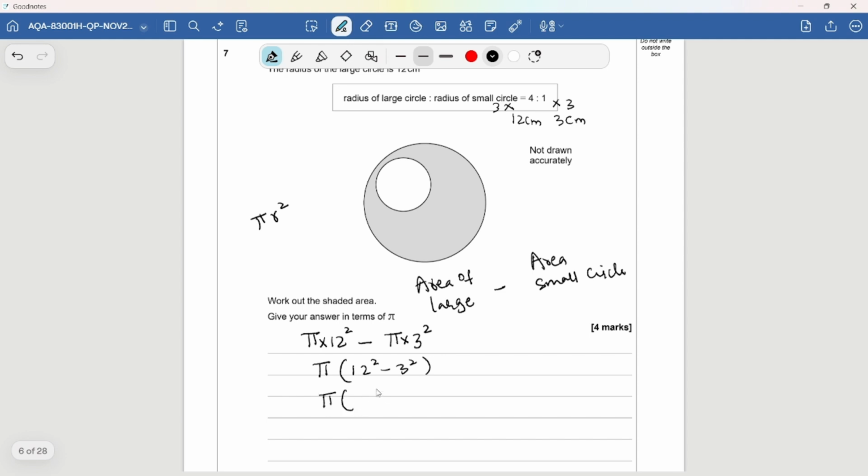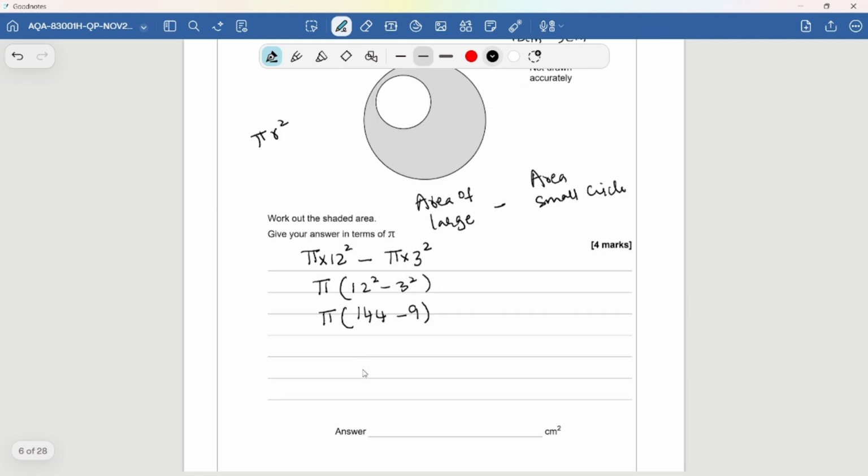So calculating this, 12 square is 12 times 12, which is 144, and 3 square is 9. So 144 take away 9. So this is 135. So I have 135 pi as the area of the shaded part.